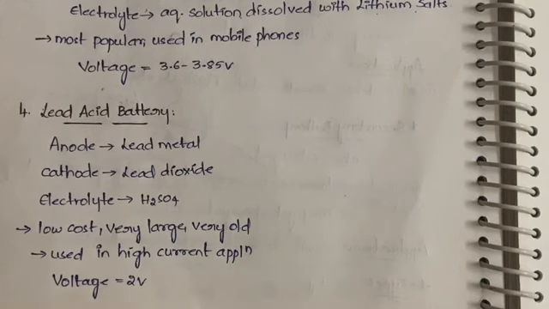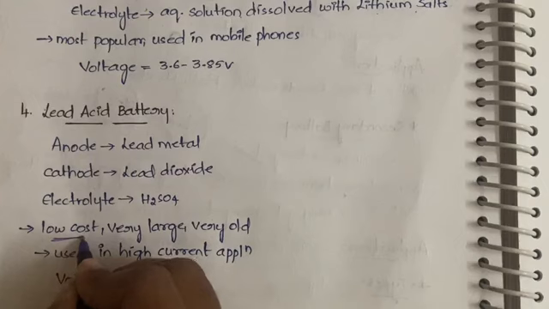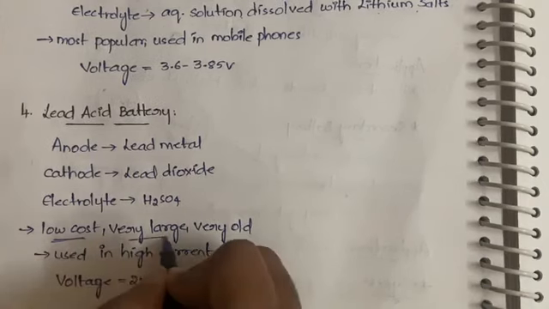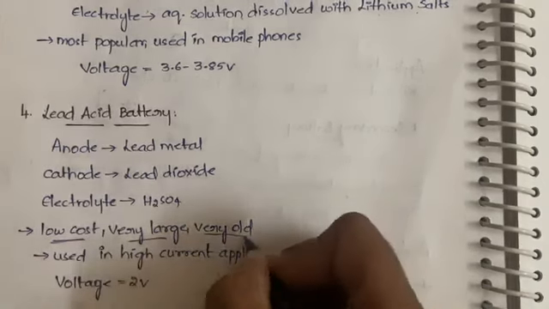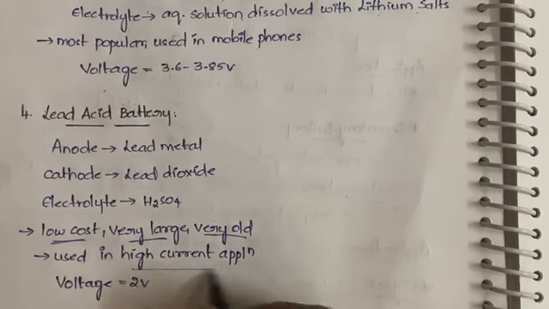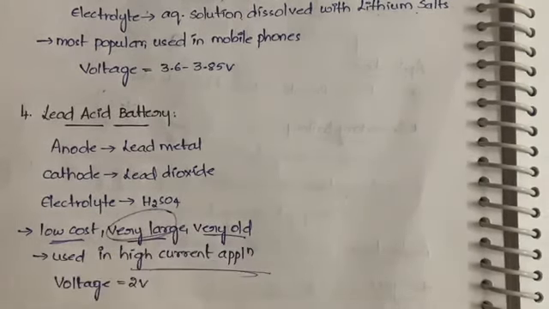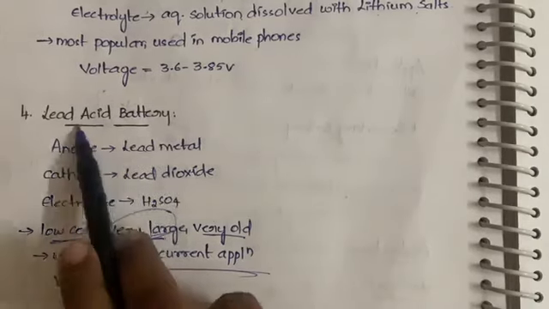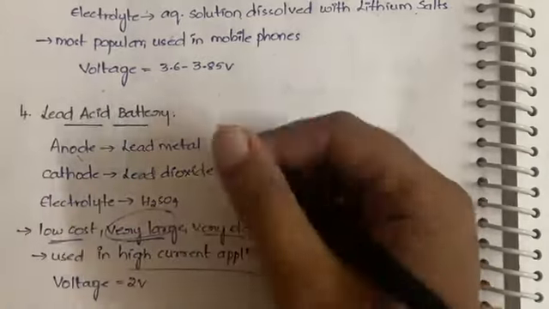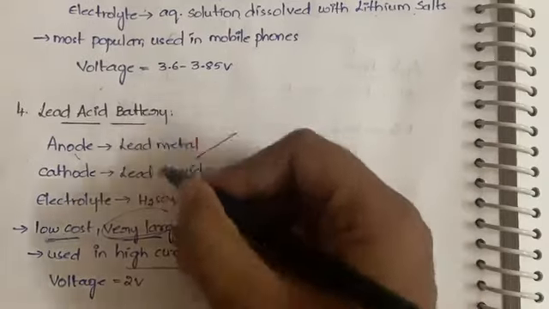Okay, next, last one, lead acid battery. So the speciality of this lead acid battery is it is of low cost, that is, it is affordable, it is very large, and it is a very old type of battery. Okay, it is used in high current applications. Since it is very large, it is used in high current applications. Not just it is very large, obviously its operation will also be very high, right?